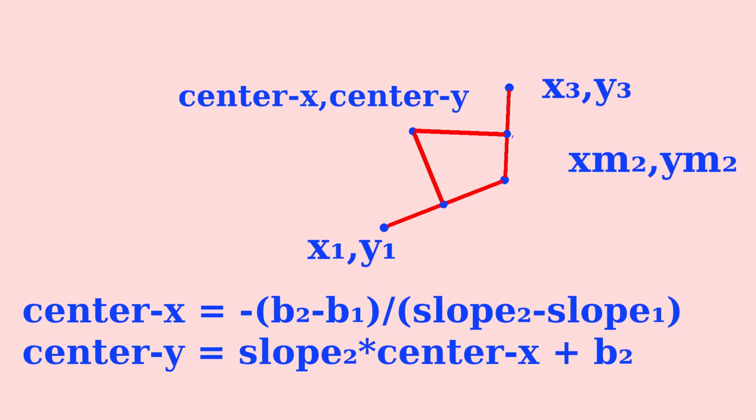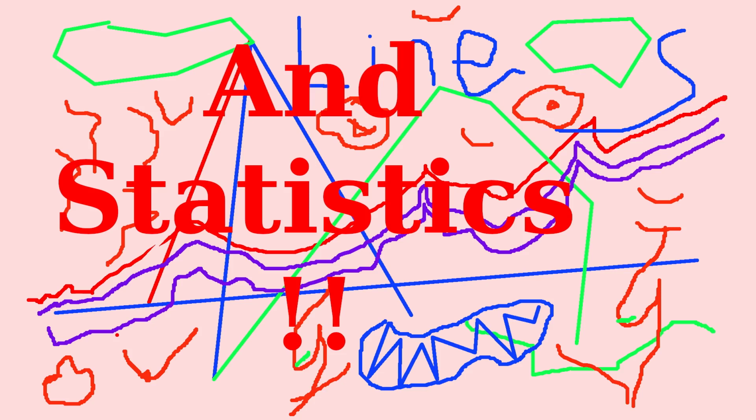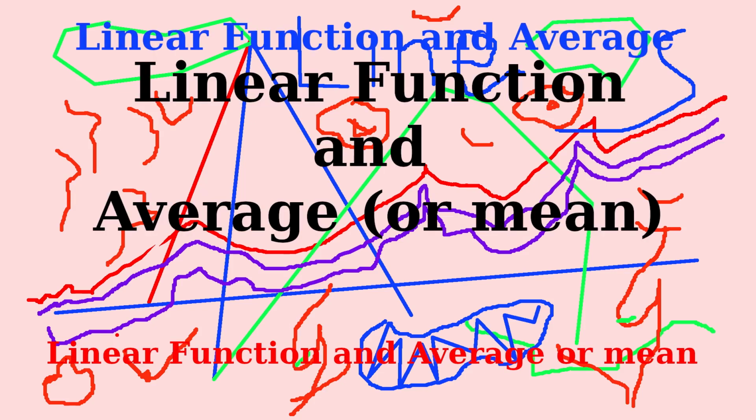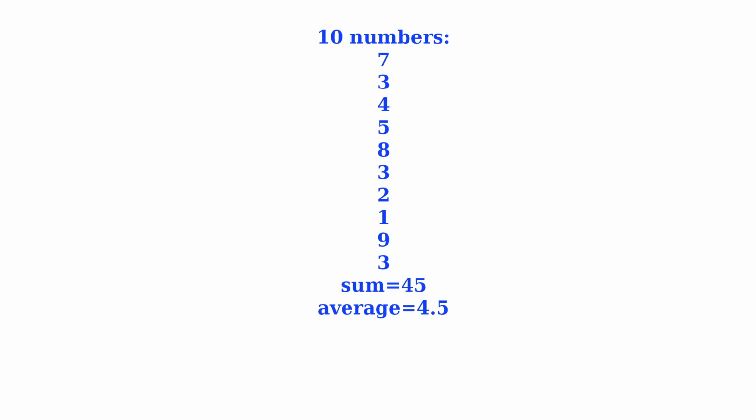I promised statistics, so here we are. If you only want to know 2 pieces of useful mathematics, the best 2 would be the linear function and the average or mean. If you want to represent 10 numbers by one number, add them together and divide by 10.